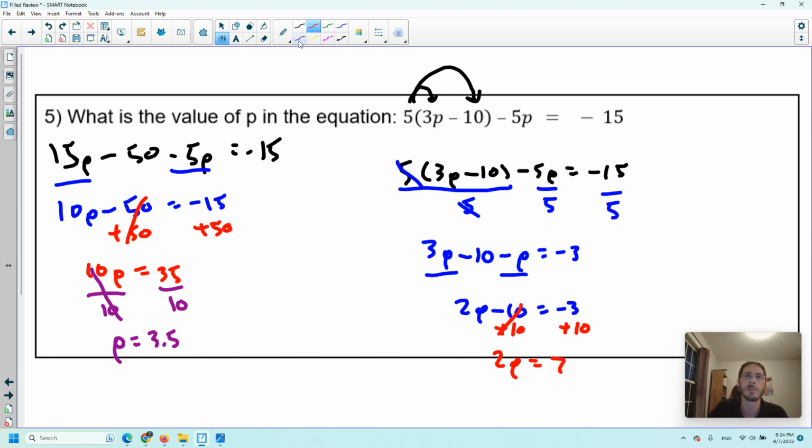We'll divide both sides by 2, since that's the number that's on the p. And again, we're going to get p equals 3.5. I feel pretty confident with that since we got it 2 different ways. But again, you can plug in the 3.5 for the p's up here to double check your answers like you did last year. All right.